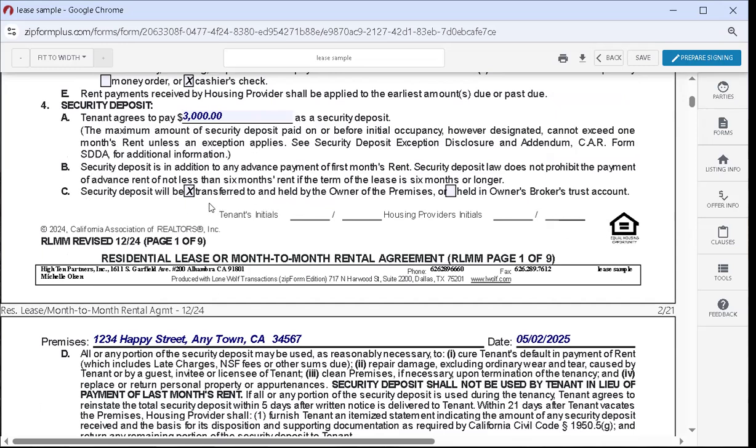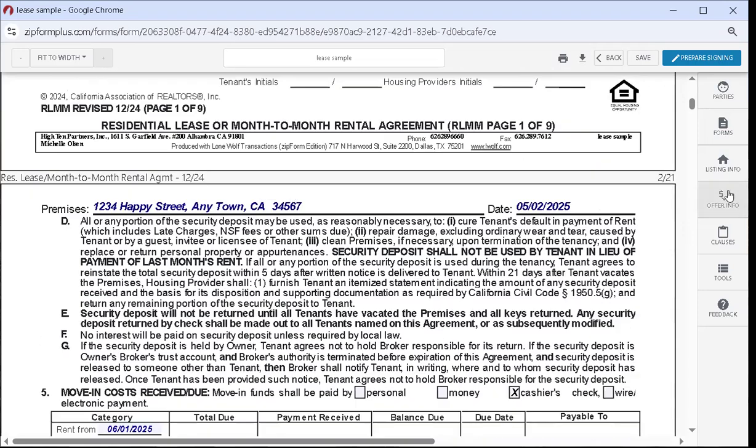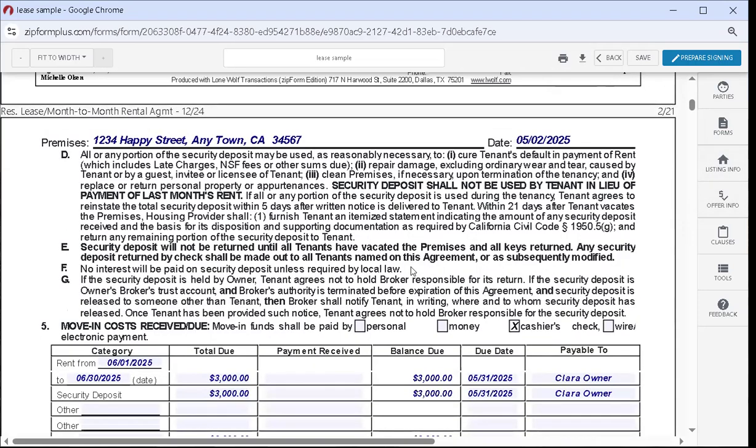On C, the deposit needs to be transferred to and held by the owner of the premises. We do not hold anything in a trust account here. That goes directly over to the property owner. Make sure the tops of your forms are all dated. Today, I'm not going to go paragraph by paragraph, which sometimes I get crazy and do. I'm going to go over the fill-ins, because if you hit all these fill-ins, it's pretty safe.